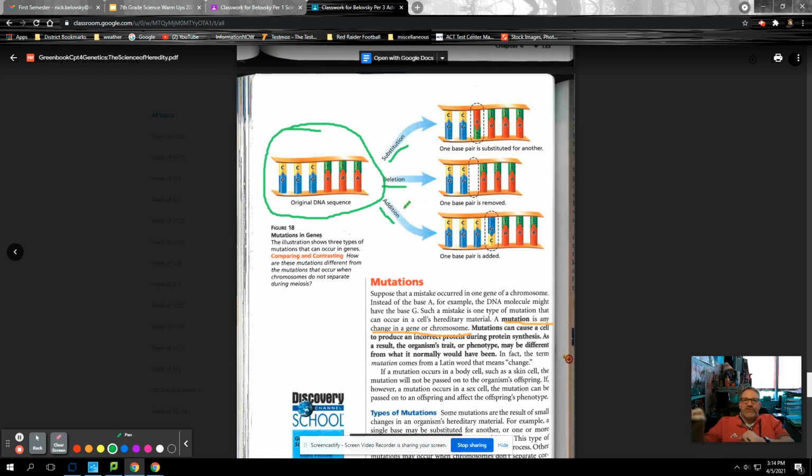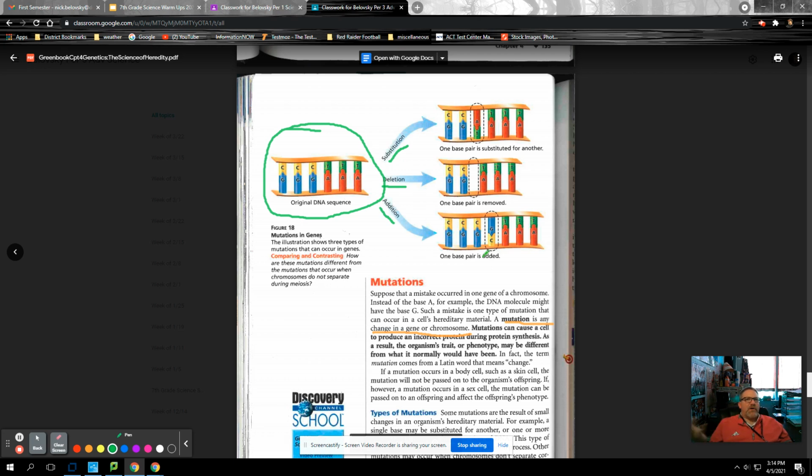That's when something is just stuck in there out of the blue. Okay, now look here. This is what it should be. CG, CG, CG. All right, here we go. CG, CG, CG. Wait a minute. This fourth one right here, it's just been stuck in there. GC. It's not supposed to be there. Okay, that is called addition when something is just added in there.